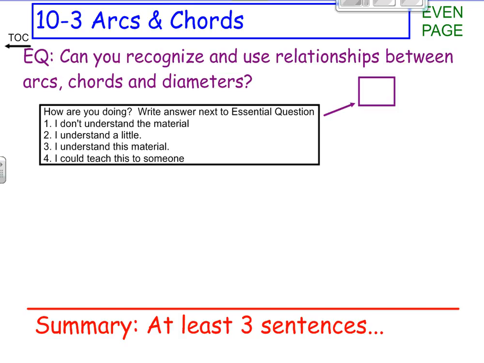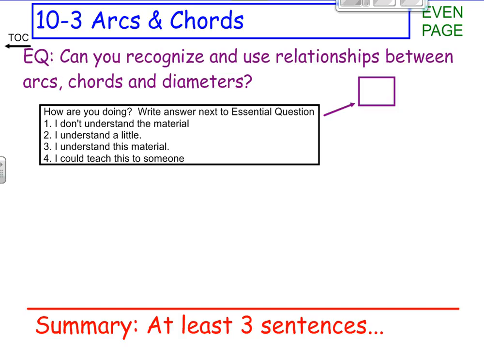So 10-3 is on arcs and chords. There was a handout for you to copy this information before you got started on the recording. Arcs are pieces of circle. Chords are segments that touch the circle in 2 places. In the previous 2 sections, we learned about arcs and chords and some relationships. Now we're going to see how they're related to each other. So our essential question is, can you recognize and use relationships between arcs, chords, and diameters?